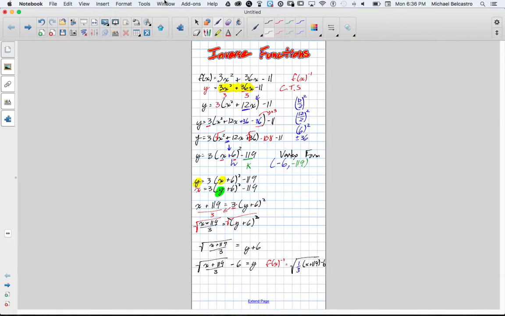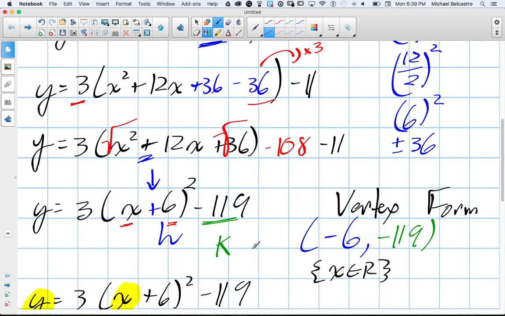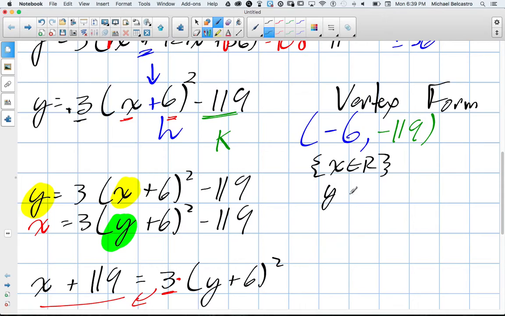Okay, good. So to add to this function here, we can talk about its domain and range. The domain for a quadratic is essentially x is an element of all real numbers. There are no restrictions on this function. The range, however, because the a value is positive here, is going to be opening upwards. And it's continuous, so y is an element of all real numbers with the restriction that y is greater than or equal to the lowest value, which is negative 119.